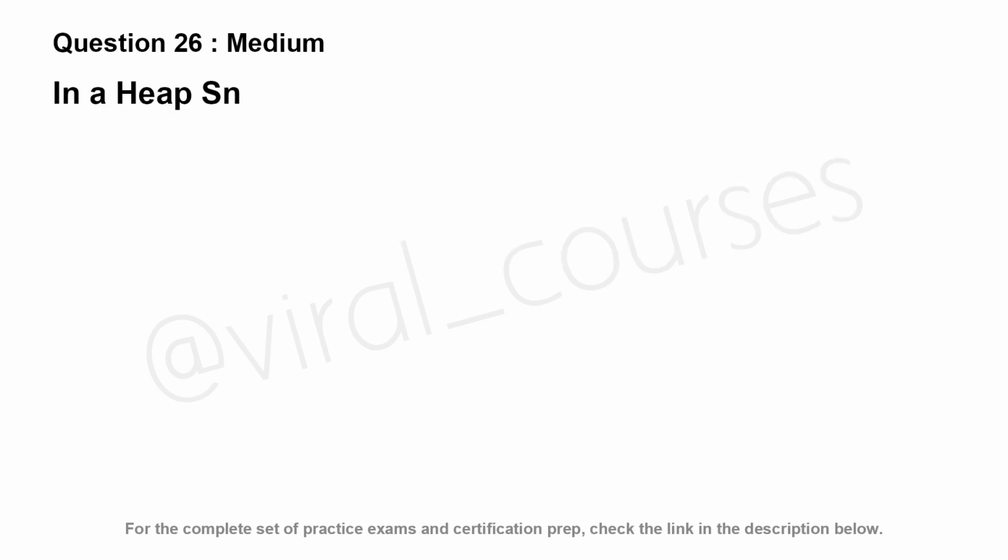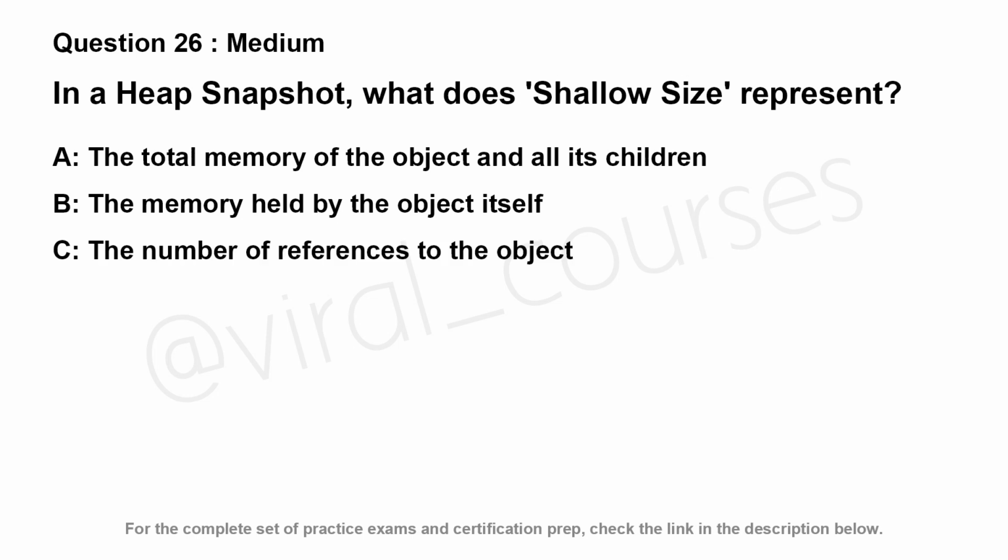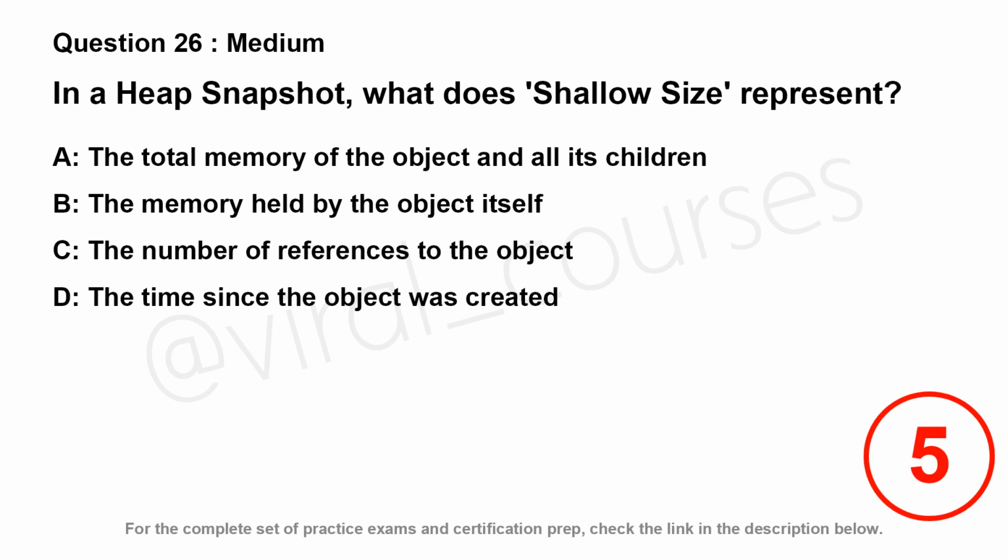In a heap snapshot, what does shallow size represent? Option A. The total memory of the object and all its children. Option B. The memory held by the object itself. Option C. The number of references to the object. Option D. The time since the object was created.